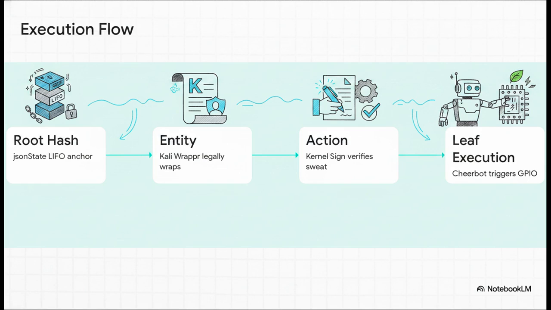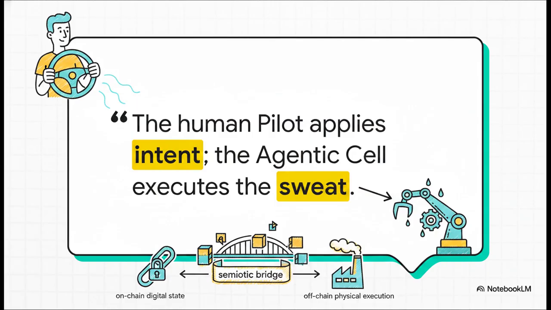Let's take a second to recap how this entire beautiful flow builds together. Step 1. The LIFO root hash in JSON state securely anchors our data on-chain. Step 2, the legal entity is defined by Kali wrapper. Step 3, the human effort is signed and verified via kernel sign's record of sweat. And finally, Step 4, that verified on-chain action trickles all the way down and triggers physical leaf execution through the Cheerbot's electrical GPIO pins. And there's a quote from the documentation that just beautifully summarizes this entire philosophical architecture.